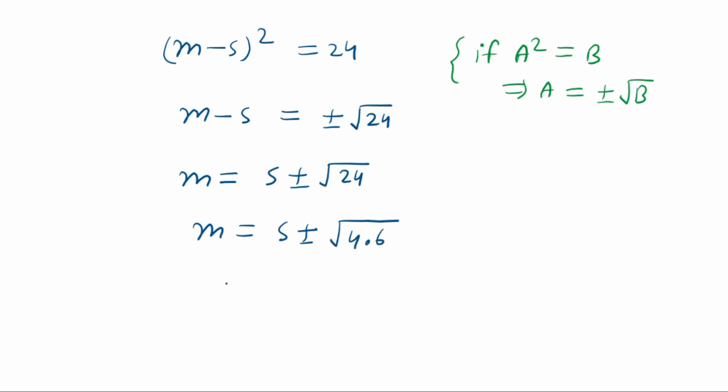Then m is equal to 5 plus minus square root of 24, which is the same as 4 times 6. So m is equal to 5 plus minus square root of 4 times square root of 6. Then m is equal to 5 plus minus, square root of 4 is 2, times square root of 6. We have two possible values of m. The first value of m is 5 plus 2 times square root of 6, and the second value of m is 5 minus 2 times square root of 6.